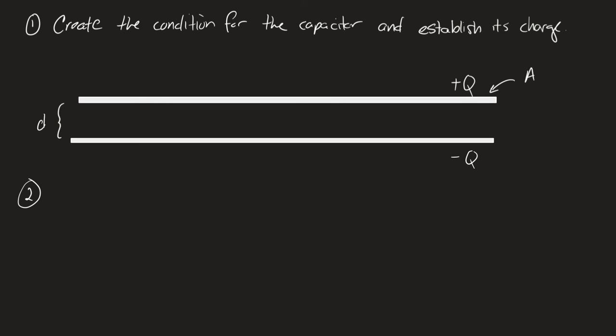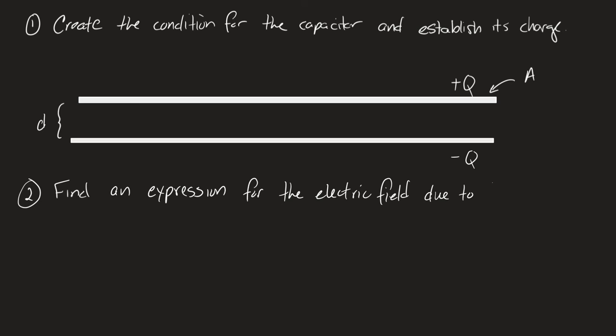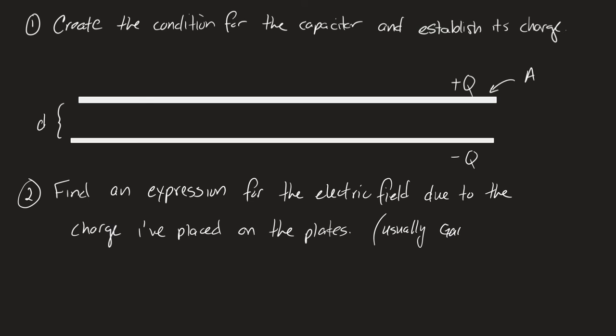We're going to work the problem backwards. We're going to say, I have charged the plates with a value Q. My next job is to find an expression for the electric field that exists due to the charge I've placed on the plates. You would usually use Gauss's law for this.